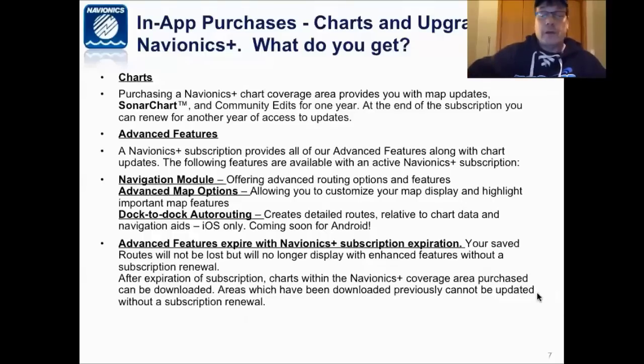Advanced features expire with the Navionics Plus subscription. Your saved routes will not be lost, but will no longer display any enhanced features without subscription renewal. After expiration of the subscription, charts within the Navionics Plus coverage area you purchased can be downloaded. Areas which have been downloaded previously cannot be updated without the subscription. So that means you can't update your mapping as Navionics adds more SonarChart data to those maps. You can't update them anymore.